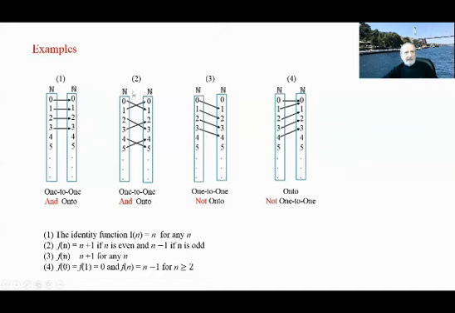This one here is also one-to-one and onto, but it's different than the identity function. Here it's defined as follows: n plus 1 if n is even. See, when n is even, we're adding 1. When n is odd, we are subtracting 1. So it is n plus 1 if n is even, and n minus 1 if n is odd.